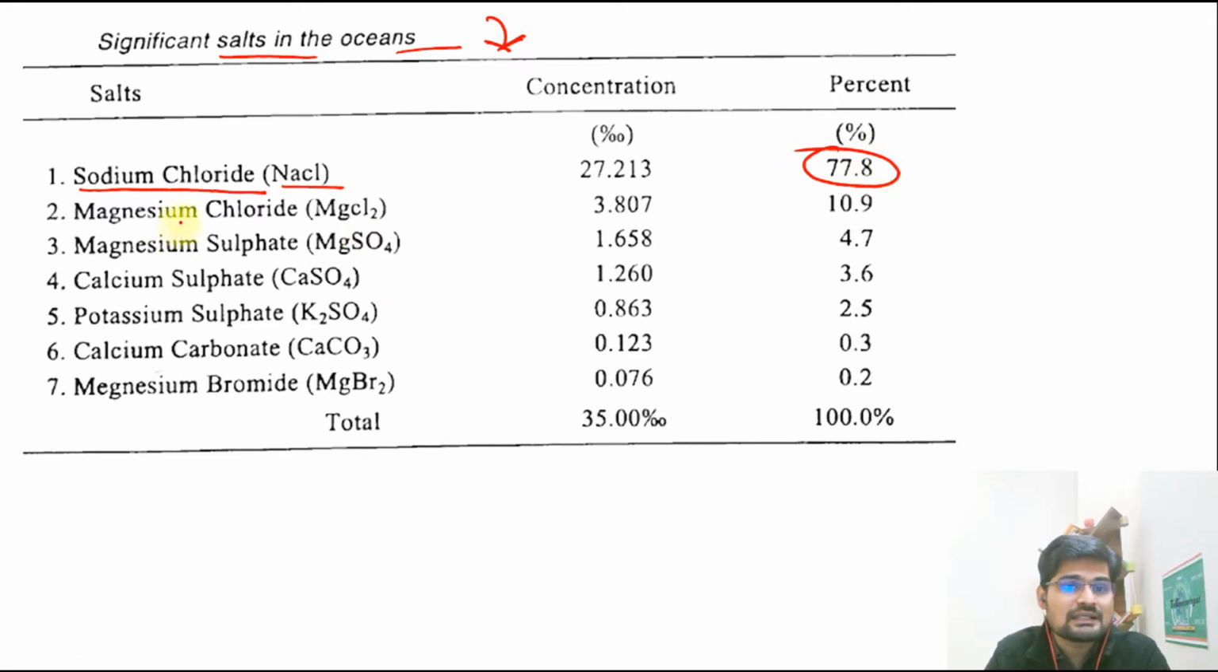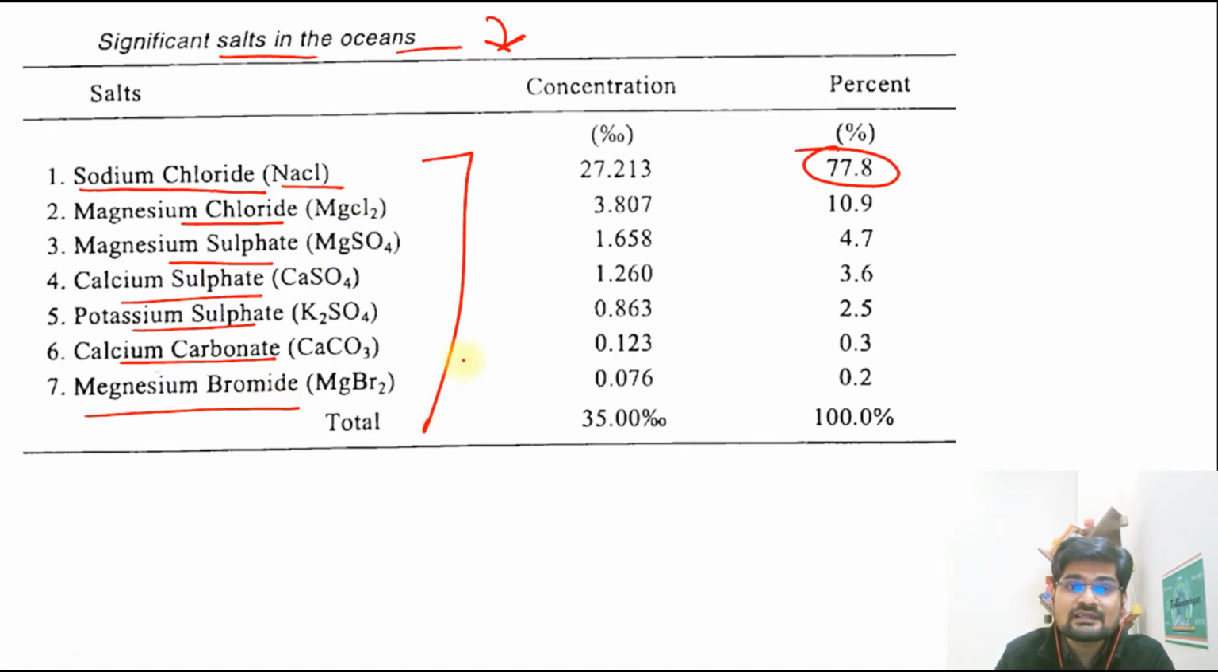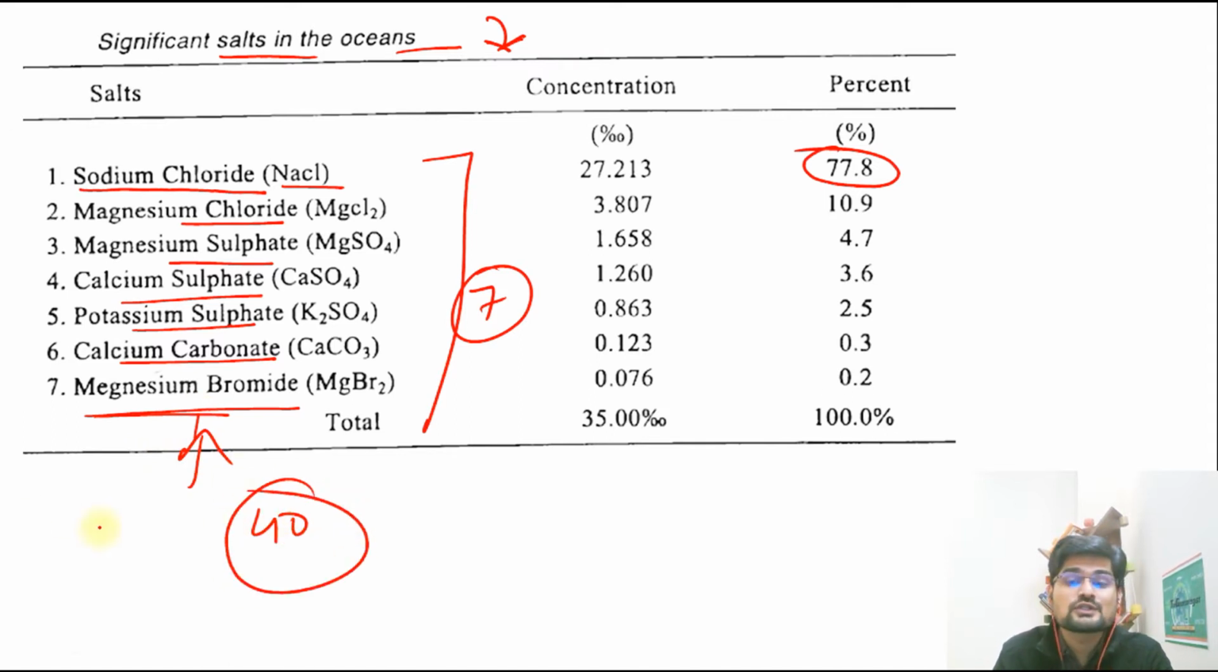The next is magnesium chloride, then you have magnesium sulfate, calcium sulfate, potassium sulfate, calcium carbonate, and then magnesium bromide. So remember, these are the 7 out of those 47 salts which were found by Dittmar. So these 7 are the most abundant, and apart from these 7 there are 40 more. So remember, what is this diversity of these ions in the ocean water? But maximum abundance is of sodium chloride. That is important to remember.